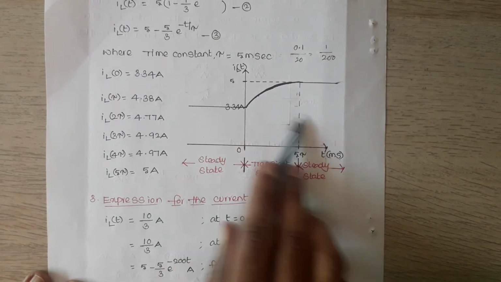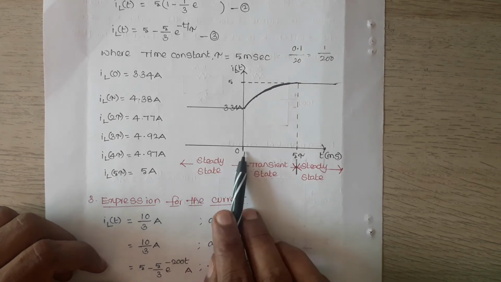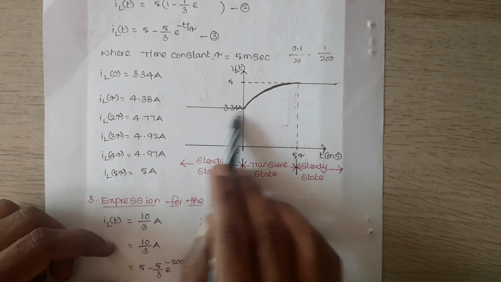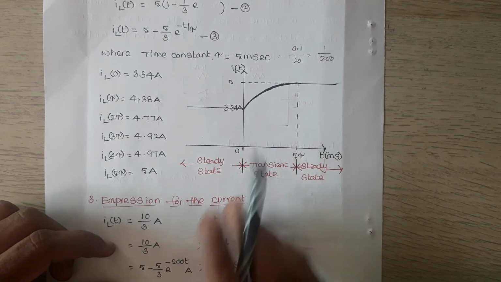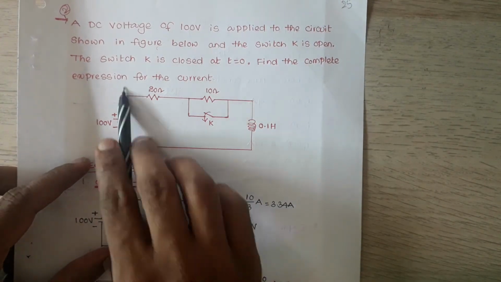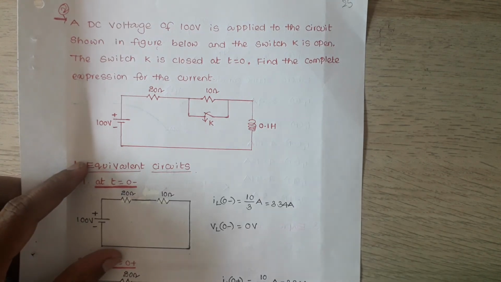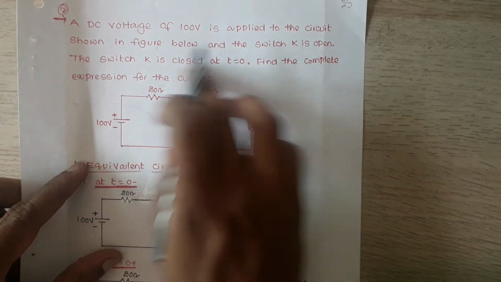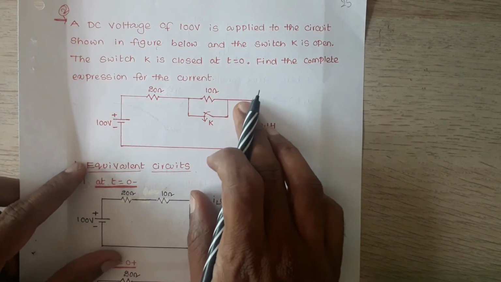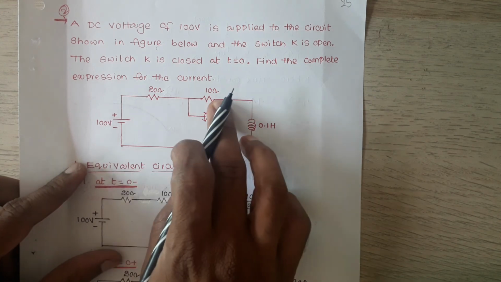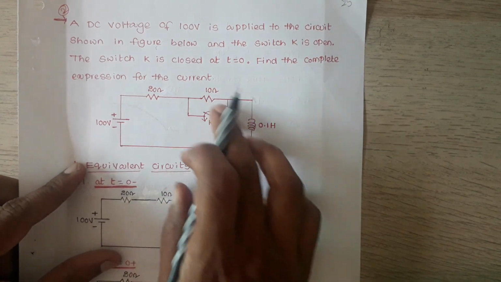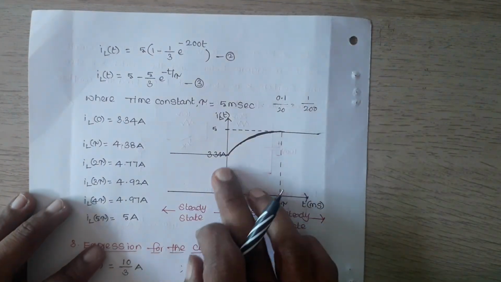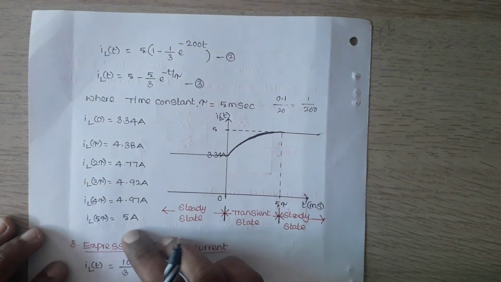If you draw the curves, at steady state at t equal to 0 the current in the circuit is 3.34 amperes. At t equal to 0 we are closing the switch, which means we are reducing the resistance, and if we reduce the resistance, the current increases. Before t equal to 0 the resistance is 30, and after closing the switch the resistance is 20 ohms. So the current rises from 3.34 to 5 amperes.